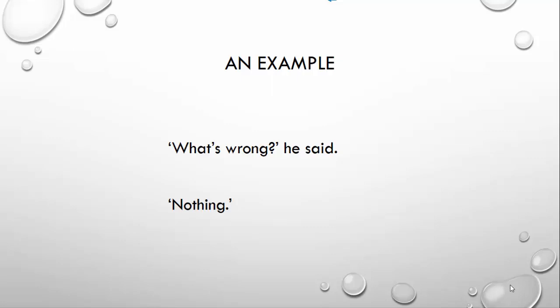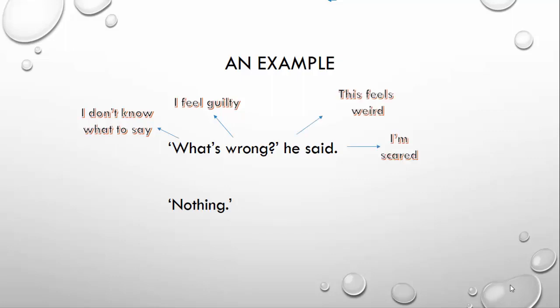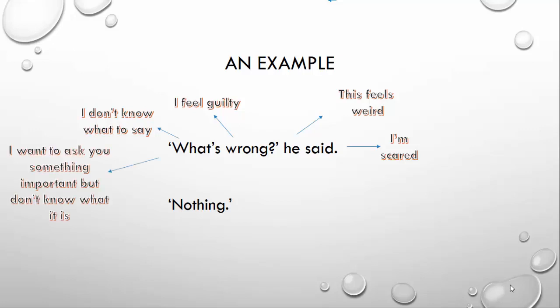So what things could we mean when we have this conversation? Well, when we're asking, we know something's wrong. We can feel it. We can sense it. So these are the kind of things that are going through our heads. We don't know what to say. We feel guilty. Have we done something wrong? We know you're in a bad mood. What's going on? It feels weird. We're a bit scared, and that's why we're asking the question. We want to ask something, but we don't know what it is.